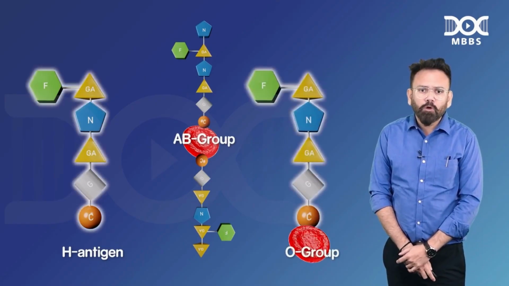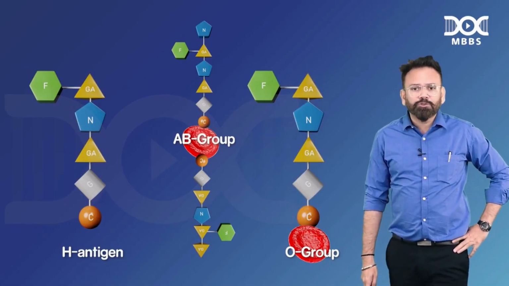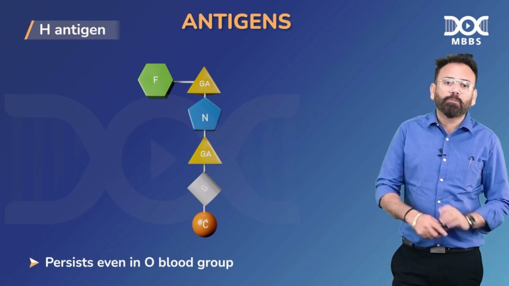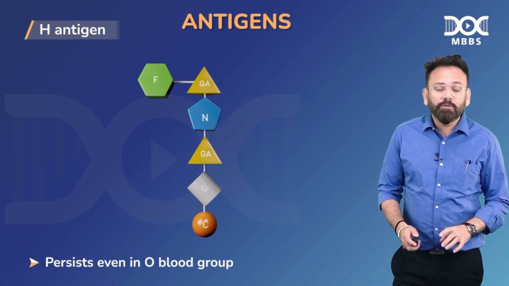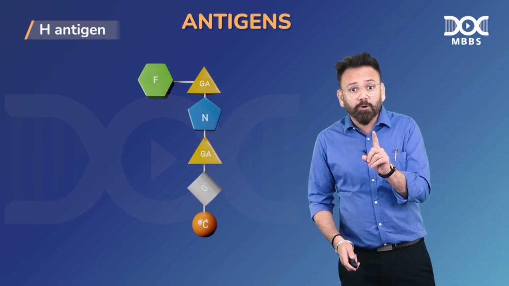and the individual who has none of these antigens is called O. But do you think H will be there or not? This is your MCQ, your Viva question. Yes, doctor. H antigen persists even in O blood group. Try to understand this point. This is a very, very important point. Normally we see A blood group, B blood group, O, but we forget about the H.